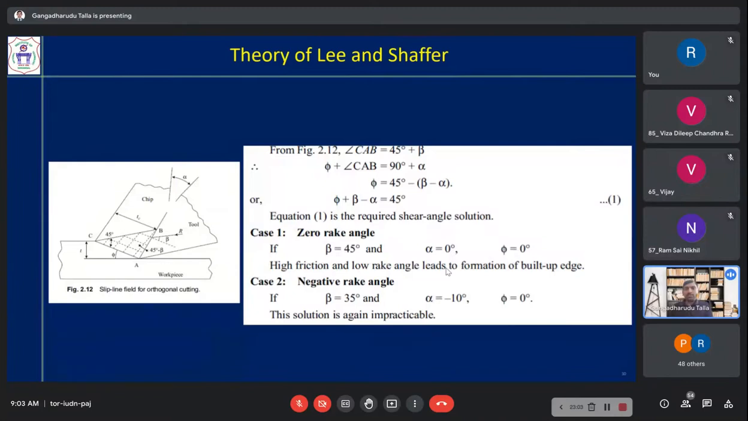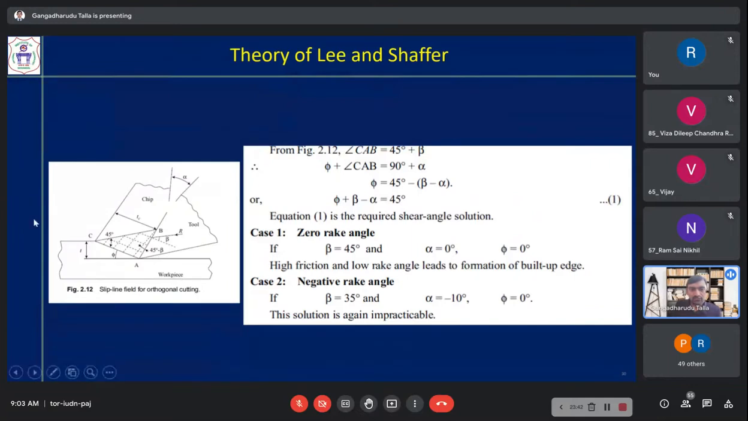Now there is another version of this cutting force analysis that was proposed by Lee and Shaffer. Earlier in Merchant theory, we assumed that there is a plane called the shear plane, along which the chip is getting separated from the workpiece, and the shear force is acting along the shear plane only. For convenience, we made such an assumption.